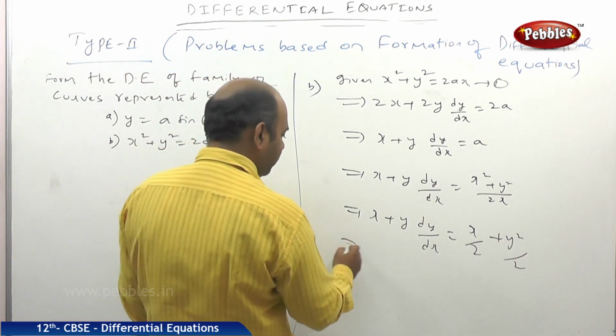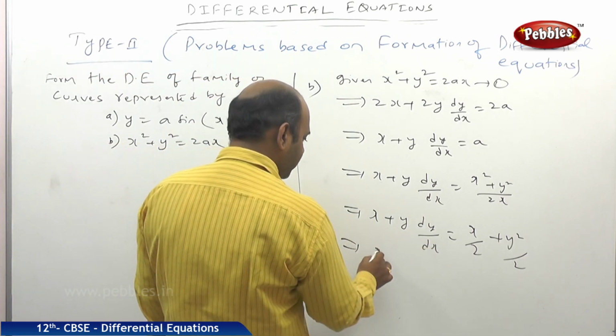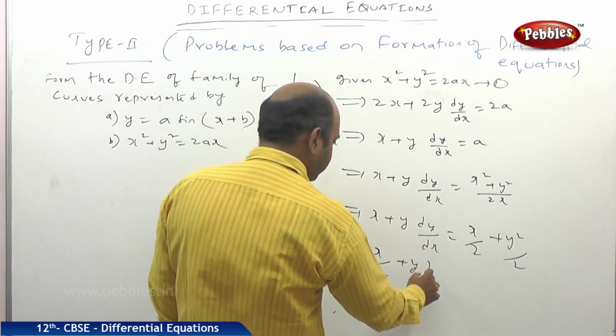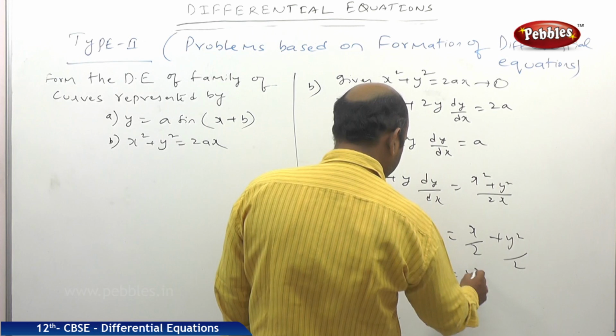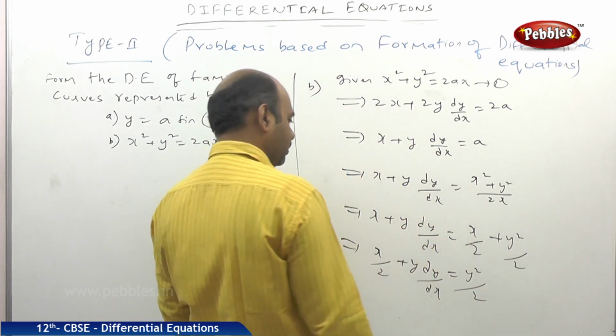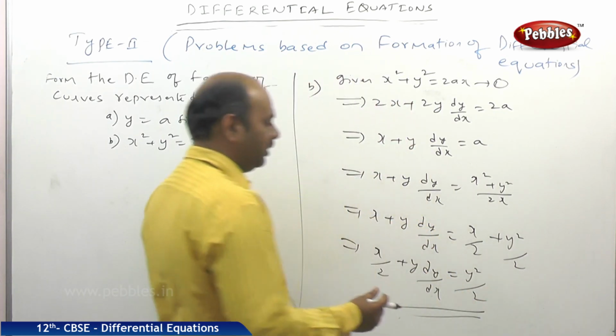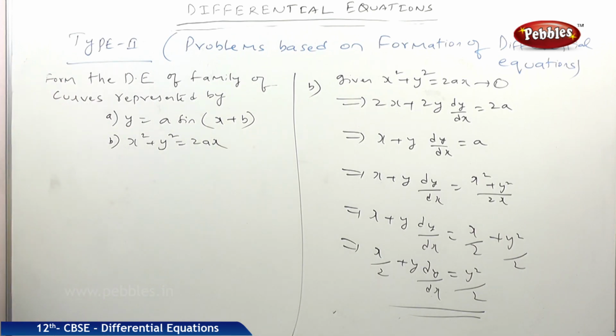So finally, calculation: x minus x by 2 will be x by 2 plus y into dy by dx is equal to y square by 2. So this is the final differential equation for us.